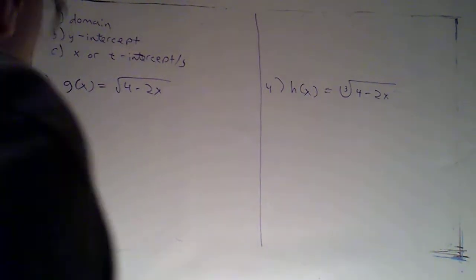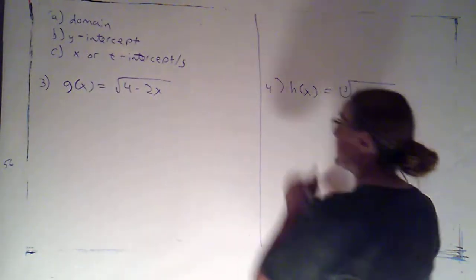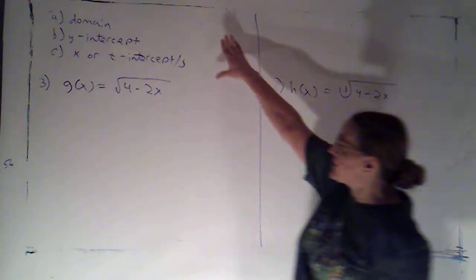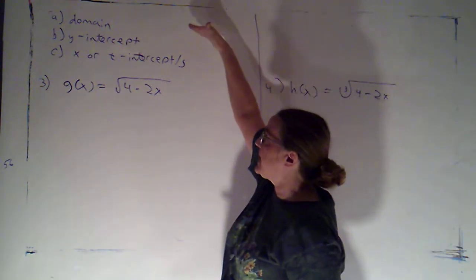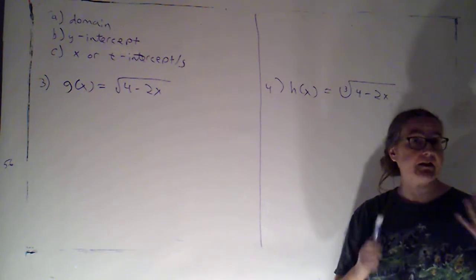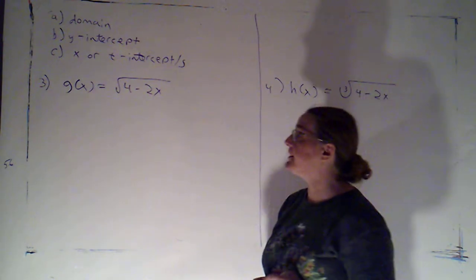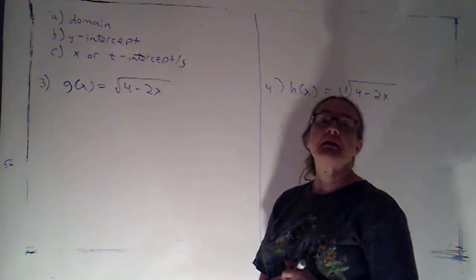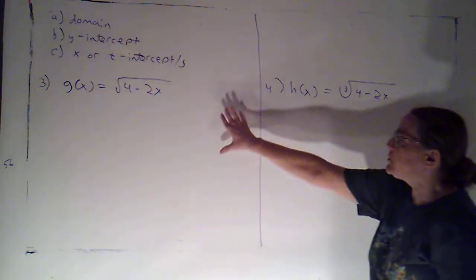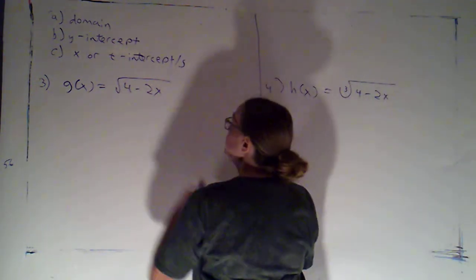All right, as we continue our look at working with formulas for functions, the directions are going to remain the same. We're going to find the domain, the y-intercept, and then either the x or t-intercepts, depending on what we're calling our input. Questions 3 and 4 deal with roots. And question 3 is a square root.